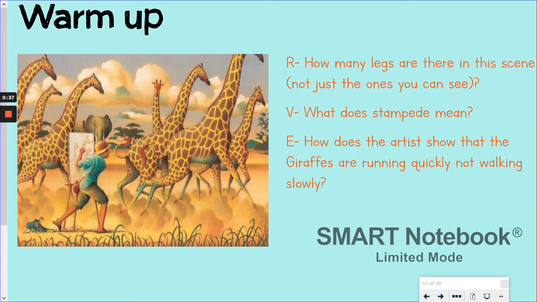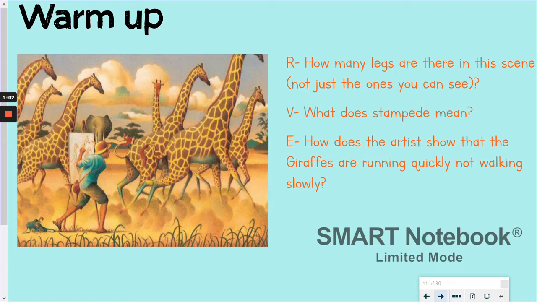Look at the picture and use it to help you answer the vocabulary question. Here we've got a giraffe stampede. So what does stampede mean? And the last question, I want you to explain how the artist shows that the giraffes are running quickly, not walking slowly. How does he show speed and running in the picture?